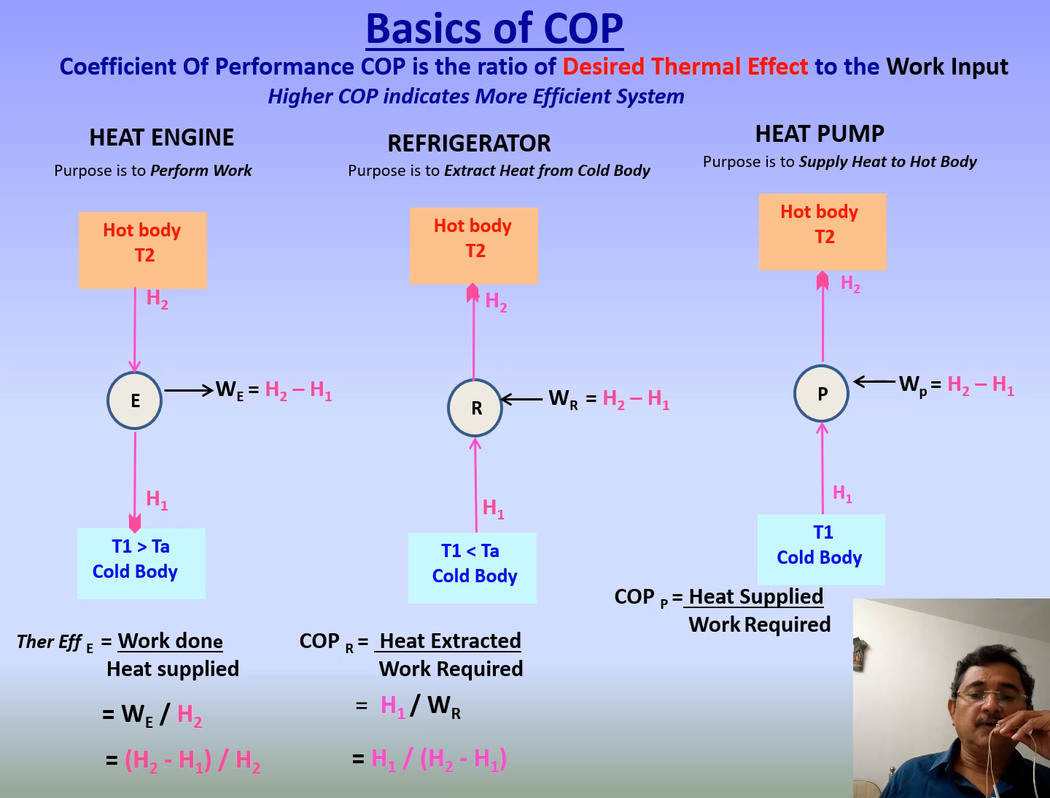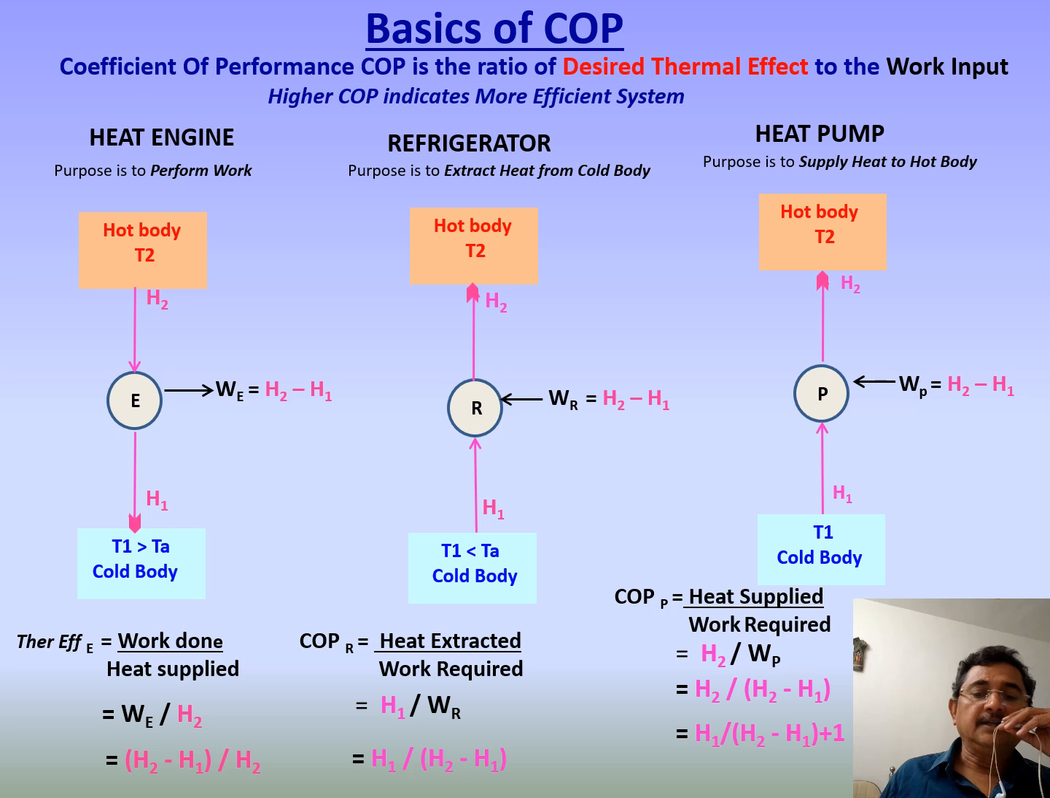So the coefficient of performance will be heat supplied in the numerator, which is the desired thermal effect, upon the work required. That is, COP of heat pump is heat supplied upon work required. Heat supplied is nothing but H2, and work required is WP. So the COP of heat pump will be H2 upon WP. WP is nothing but the difference between the two enthalpies, that is H2 minus H1. So the COP comes out to be H2 upon H2 minus H1.